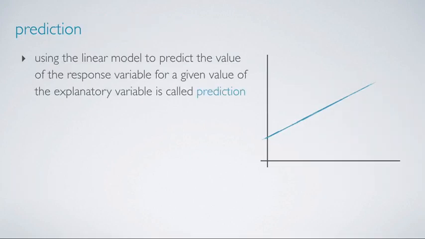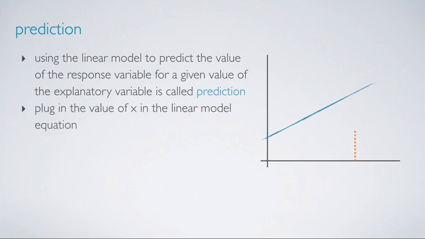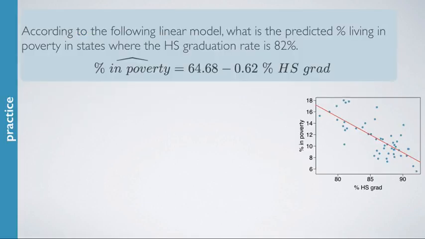Using the linear model to predict the value of the response variable for a given value of the explanatory variable is called prediction. It's as simple as plugging in the value of the x in the linear model and looking to see what the resulting y, the response variable, is. According to the following linear model, the model that we came up with previously, what is the predicted percentage living in poverty in states where the high school graduation rate is 82%? All we need to do to answer this question is to plug in 82% for the explanatory variable and solve for the predicted response variable.